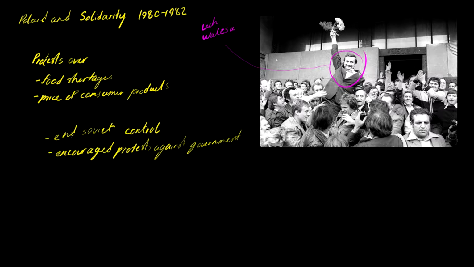And so we have an independent trade union led by Lech Walesa called Solidarity, which was established in the early 1980s. Solidarity really wanted to end Soviet control of the country. Led by Lech Walesa, it encouraged continued protest against the government. Solidarity quickly gained 10 million members. So it wanted to end Soviet control, encourage protests against the government, and it had around 10 million members.